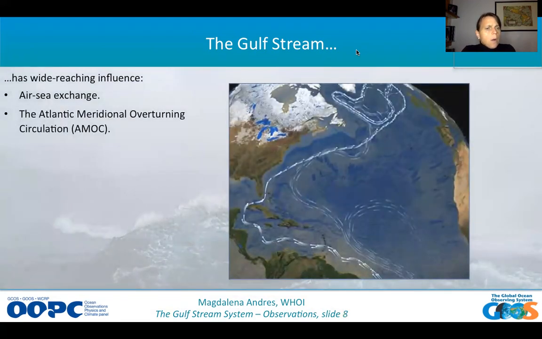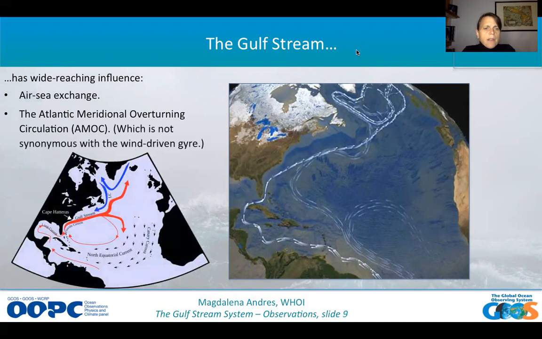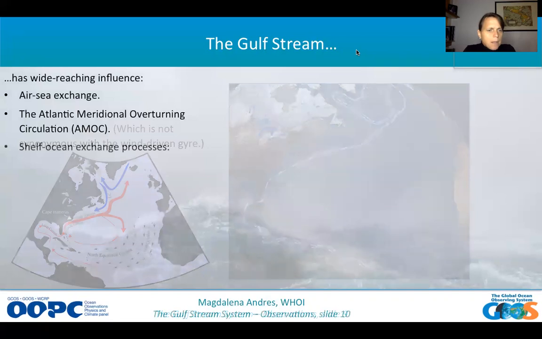The Gulf Stream is also a part of the Atlantic meridional overturning circulation. That is a vertical circulation cell where warm waters are carried poleward and colder waters are returned at depth. It's important to remember that the Atlantic meridional overturning circulation is not synonymous with the Gulf Stream. The Gulf Stream carries both a wind-driven component and this Atlantic meridional overturning component, which is related to density.